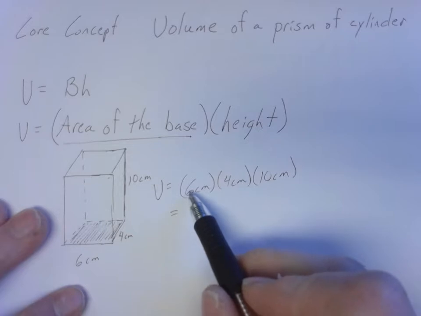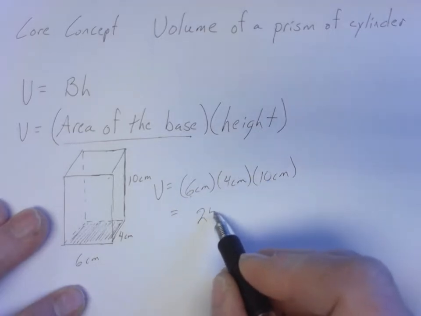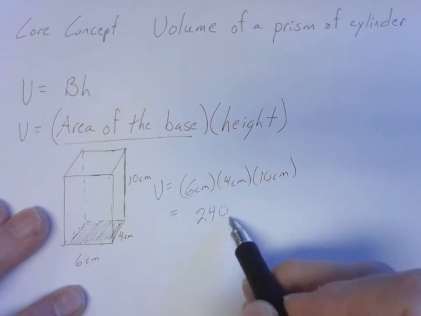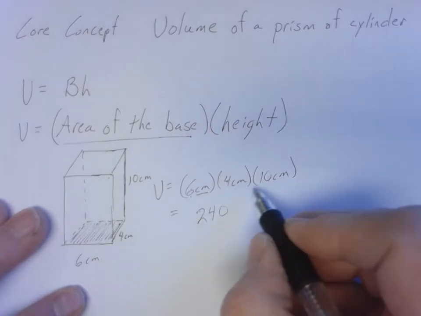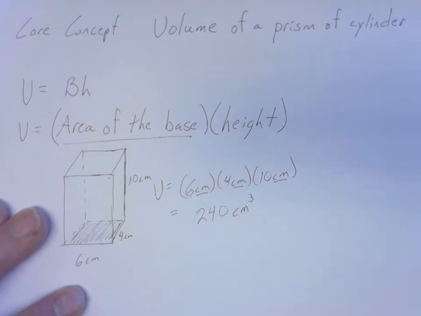So 6 times 4 is 24, times 10 is 240, or 10 times 4 is 40, times 6 is 240, or 6 times 10 times 4 is 240. But something else you really need to watch is that centimeters times centimeters times centimeters is cubic centimeters. So there's our volume.